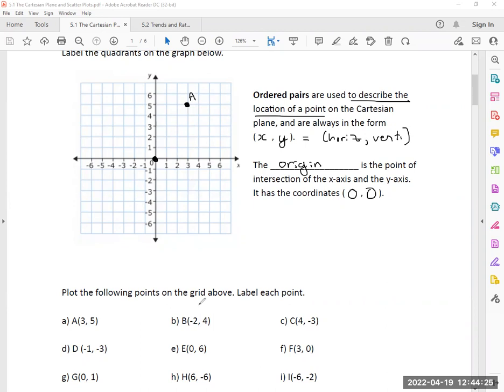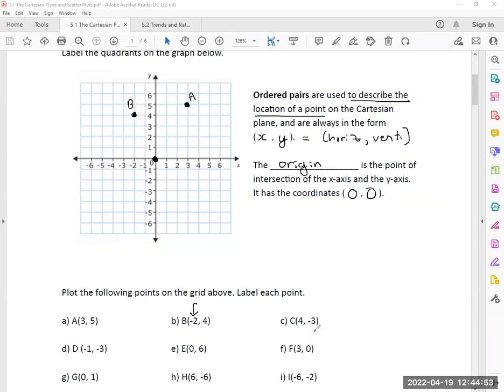What about B? Oh, look. Here's your first encounter with a negative value. The -2. What does that represent? The left and right. Yes. So you move 2 to the left this time, and then 4 up. Here is B.